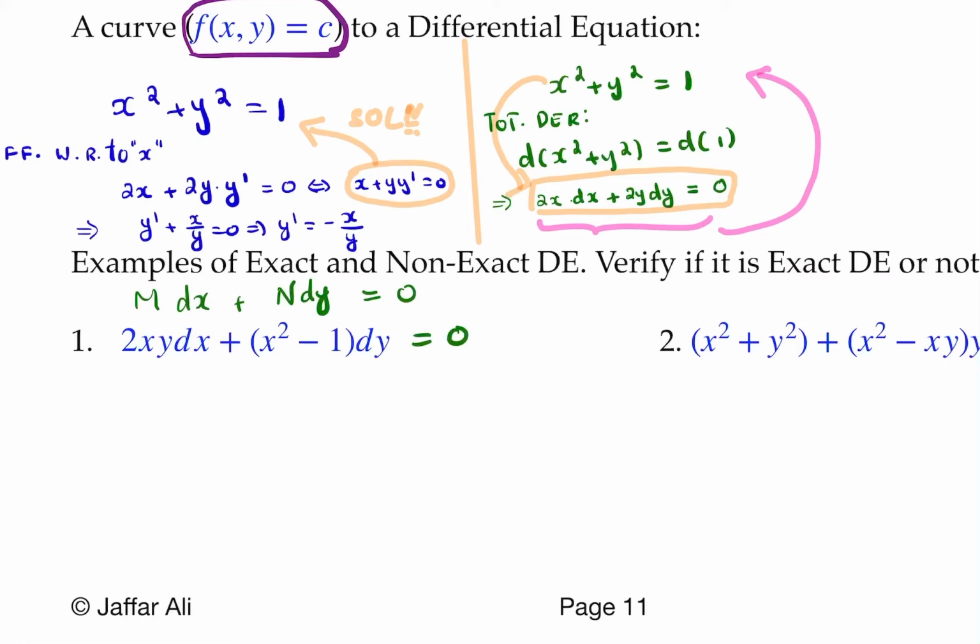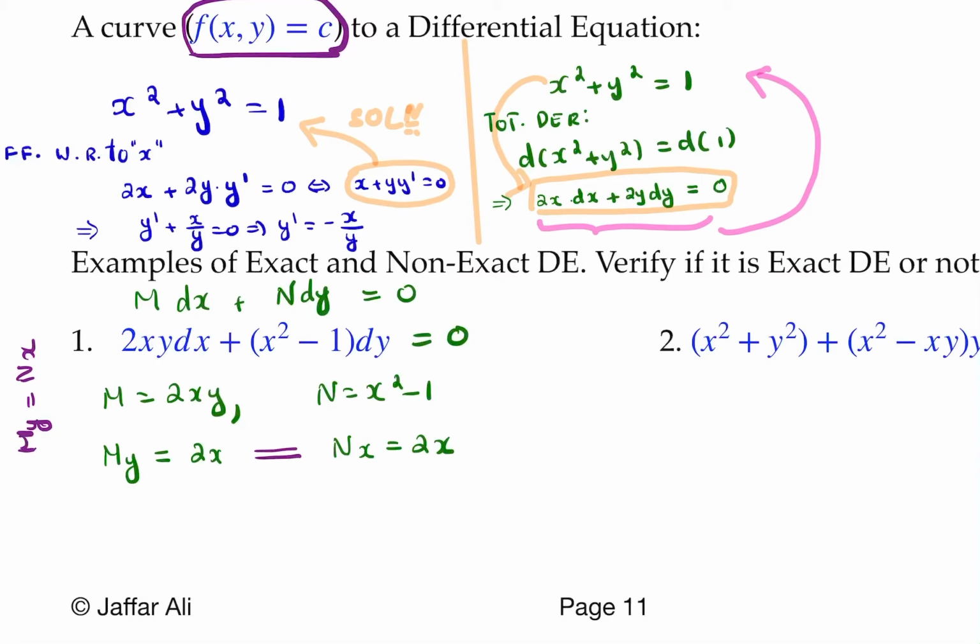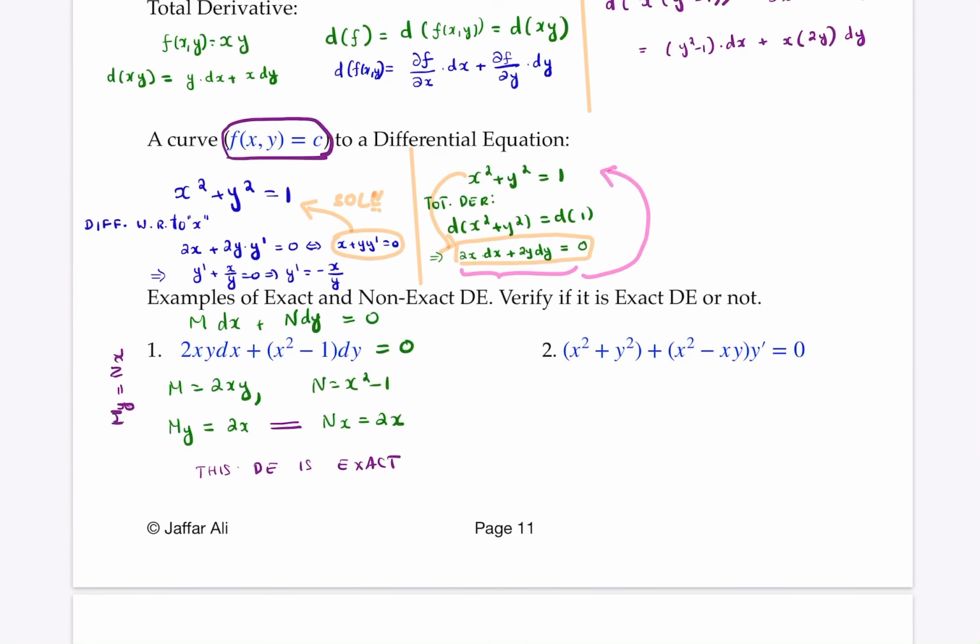So now here, I'm going to identify my M is equal to 2xy, and my N is equal to x squared minus 1. If you remember, the definition says it is exact provided that M_y is equal to N_x. So here if I do the M_y, M_y is equal to 2x, and if I do the N_x, which is also equal to 2x, you see that these two are exactly one and the same, and for that reason we can say this differential equation is exact. So that's how we verify whether a differential equation is exact or not.